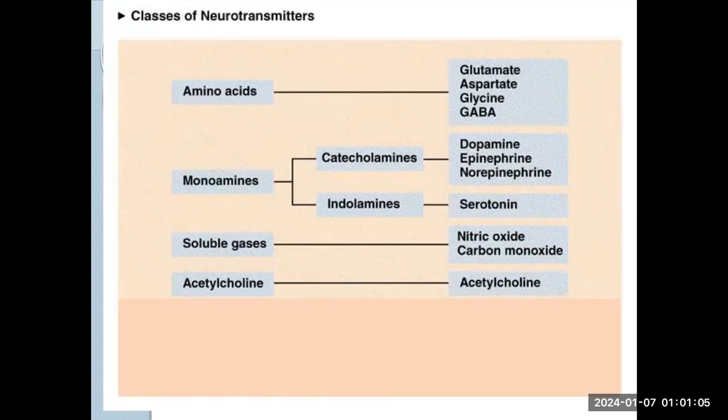Classes of neurotransmitters, as I pointed out earlier: there may be amino acids, amines, monoamines, soluble gases, and acetylcholine. Amino acids include glutamate, aspartate, glycine, and GABA. Monoamines include catecholamines, that is dopamine, epinephrine, and norepinephrine. The other one is indolamines, like serotonin. Soluble gases are nitric oxide and carbon monoxide. And then there is acetylcholine.